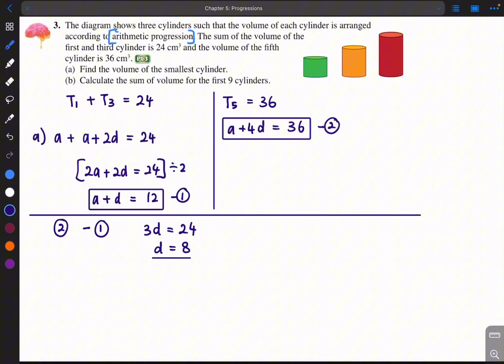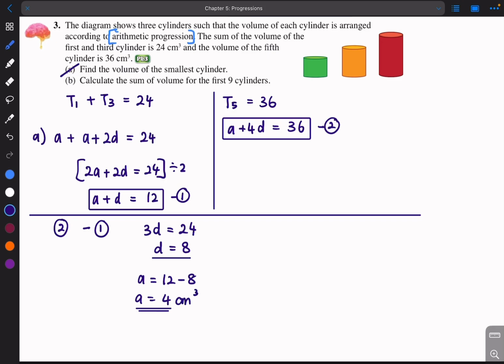Now that we have d, we can go ahead and find a. So a will just be 12 minus d, which is 4. This will be the volume of our smallest cylinder. Done. 4 cm cube.